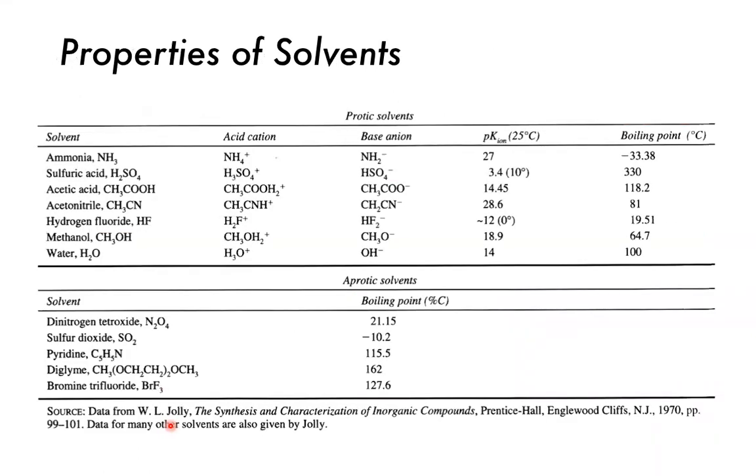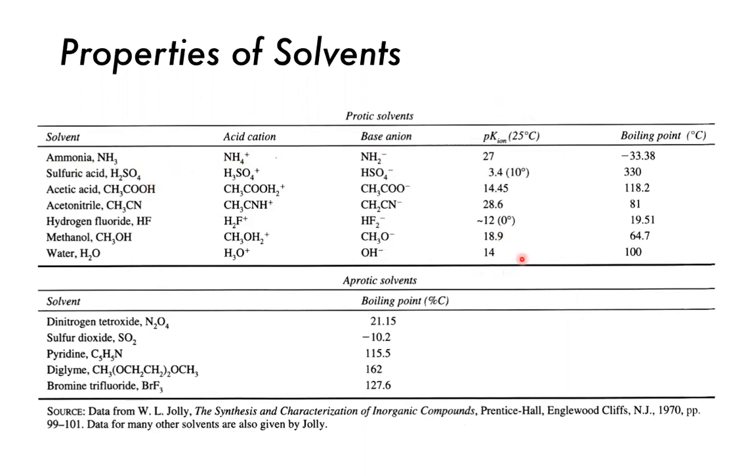So the properties of solvents. So here we have some protic and aprotic solvents. We have how their boiling points change and how their pKs are, and the different acid and base cations and anions. And so here these can be solvents. Sulfuric acid can in fact be a solvent, depends on what reaction you're doing, but there are many instances where sulfuric acid, especially in traditional organic chemistry, is used as a solvent. Ammonia is here, sulfuric acid is here.